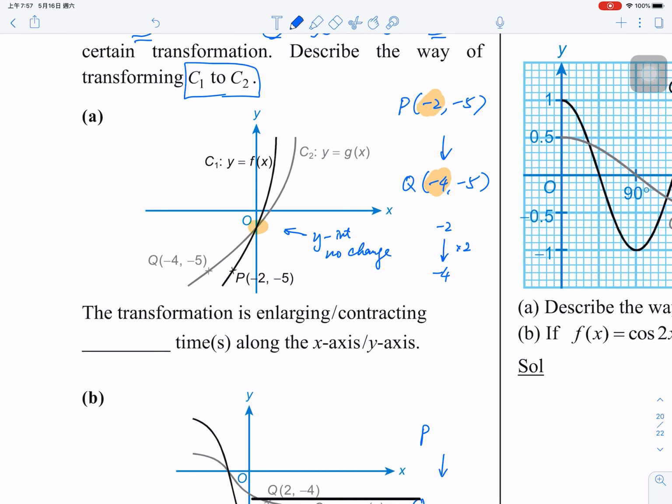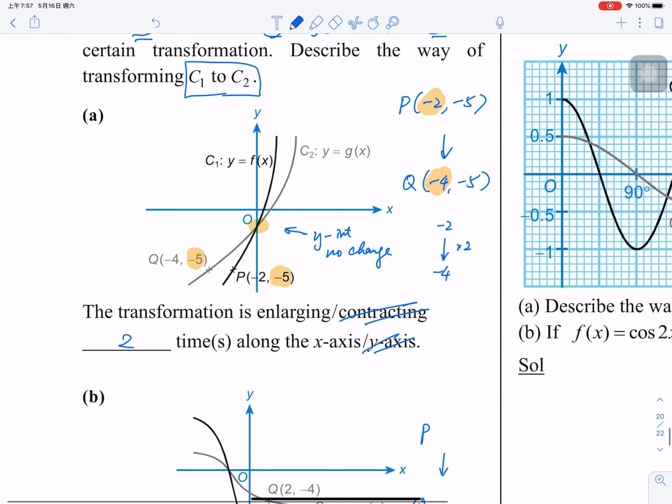So now we can have the conclusion. Y-intercept, no change, and y coordinates, no change. So just affect x, therefore along the x-axis. And from -2, the value of x coordinate, to -4, that means times 2. So enlarging 2 times along the x-axis. Understand? Let's see part B.